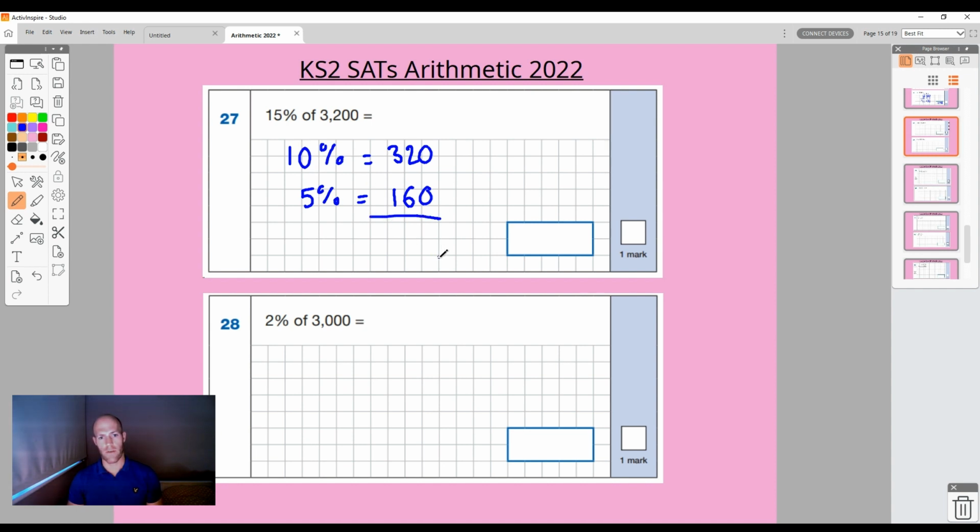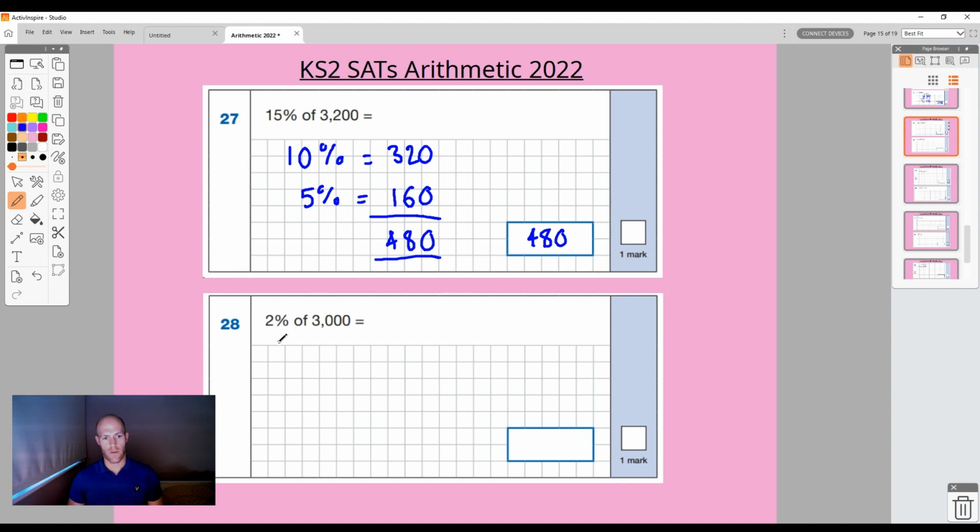So just add those up in column. 0 add 0 is 0. 2 add 6 is 8. 3 add 1 is 4. 480. Does it make sense? Yeah, it's not a bigger number than what I'm starting with. It's a bit more than 10%. Broad number sense says that's okay.